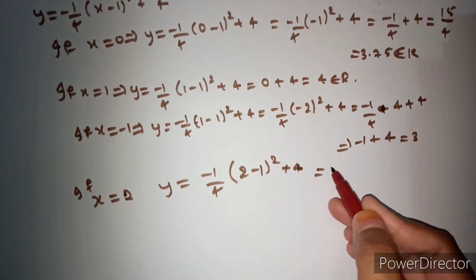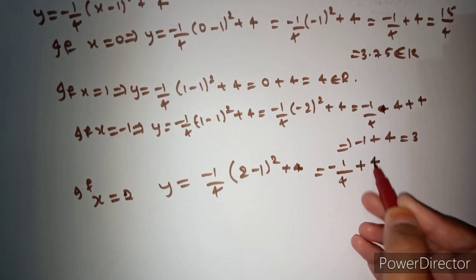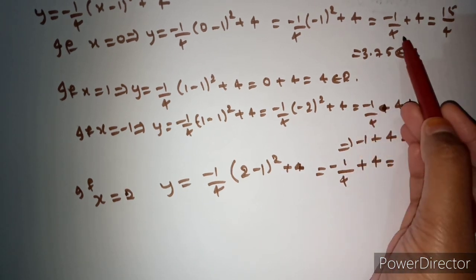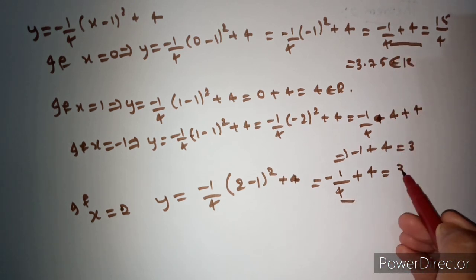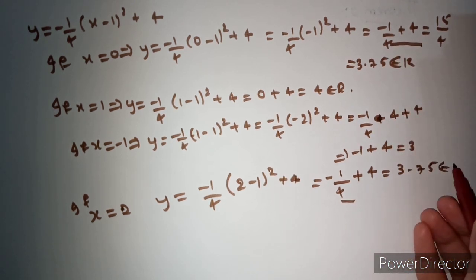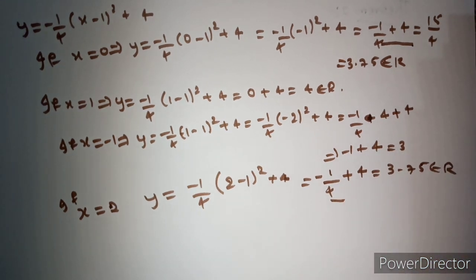1 into anything, 1 into minus 1 by 4 is minus 1 by 4 plus 4. So we have got the same thing, right? So its answer is 3.75 and it again belongs to real numbers, right? Is this a real valued function? Whatever value I am taking in x, range belongs to real numbers. Whatever value I am taking in domain, range belongs to real numbers. So this is a real valued function, okay?